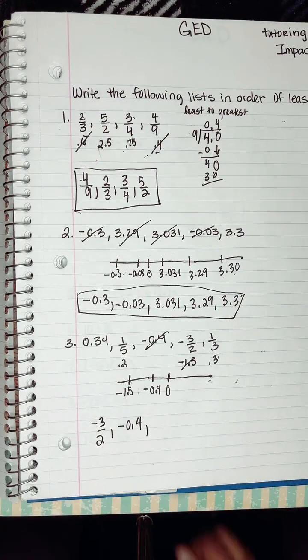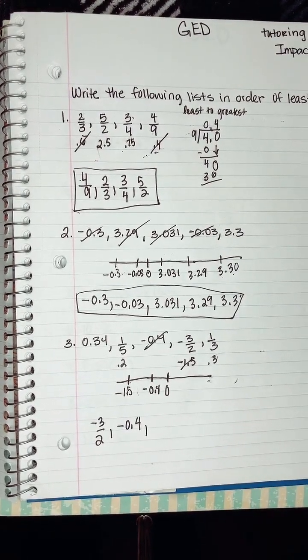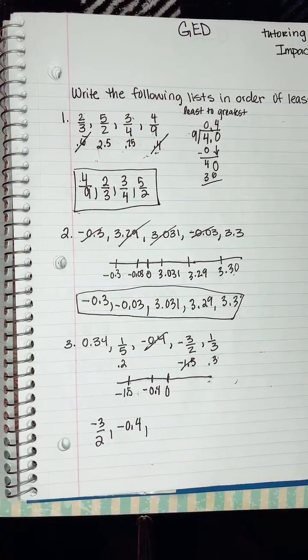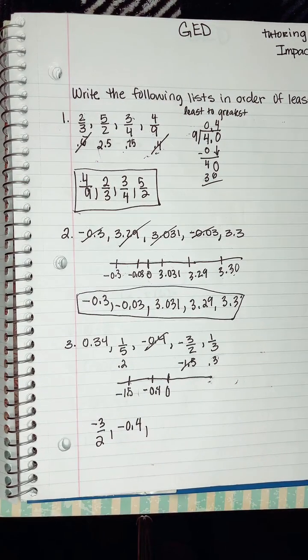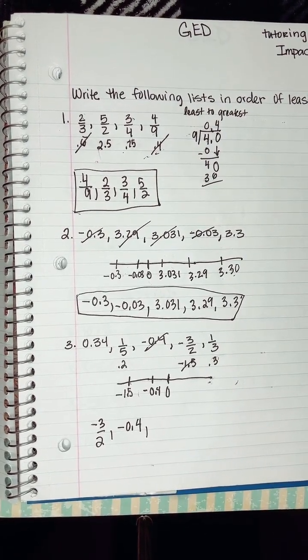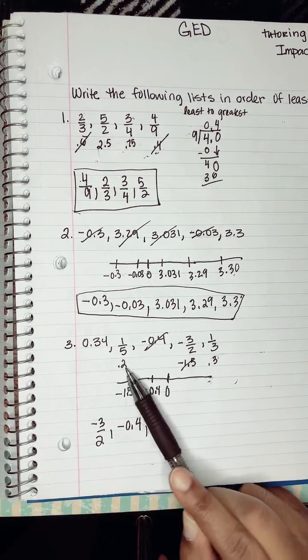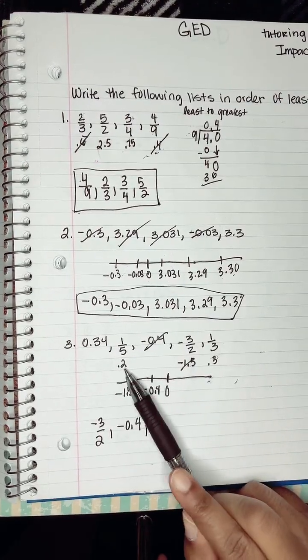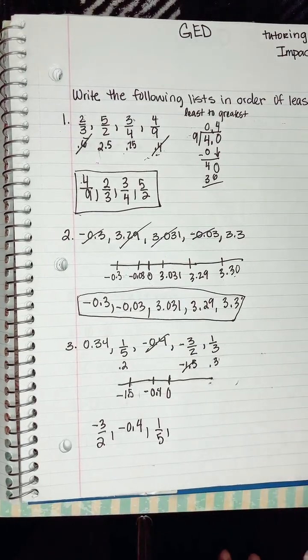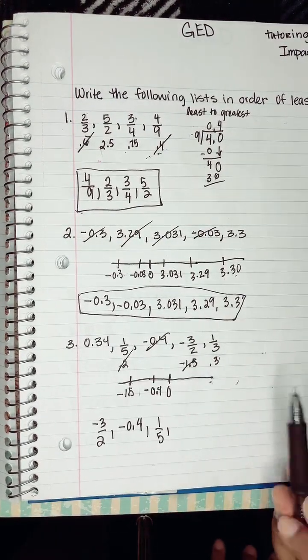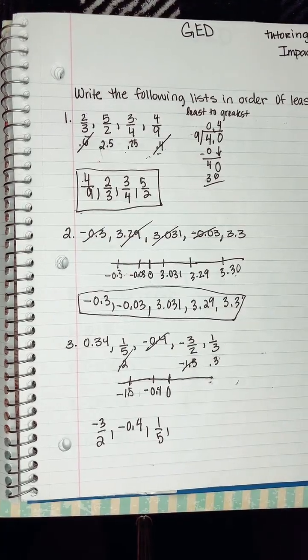What comes next? Let me see it in the chat. Good, good. Carol said 1/5, 0.3. Bridget said 1/5. Be careful because this is 0.3, right? We got a 0.2 before a 0.3. So 0.2 has to come before 0.3. So 1/5 is going to come before. Then what comes next? 0.34 or 0.3?